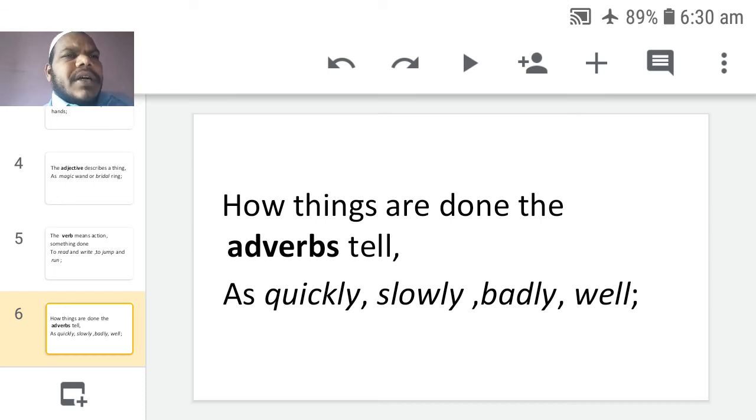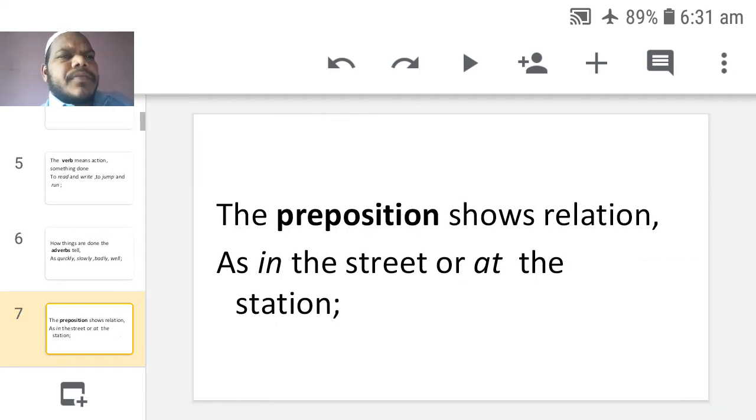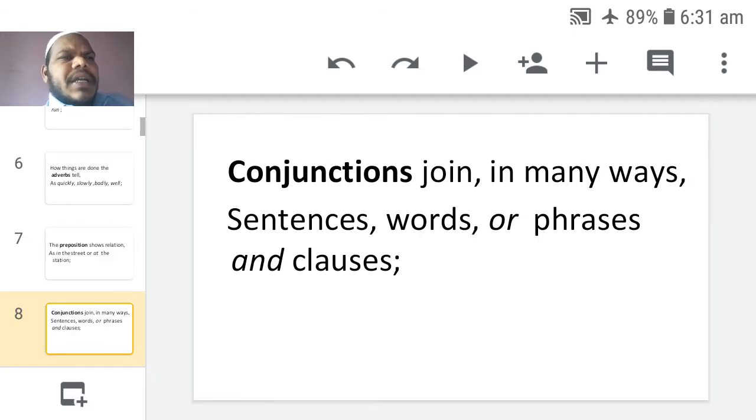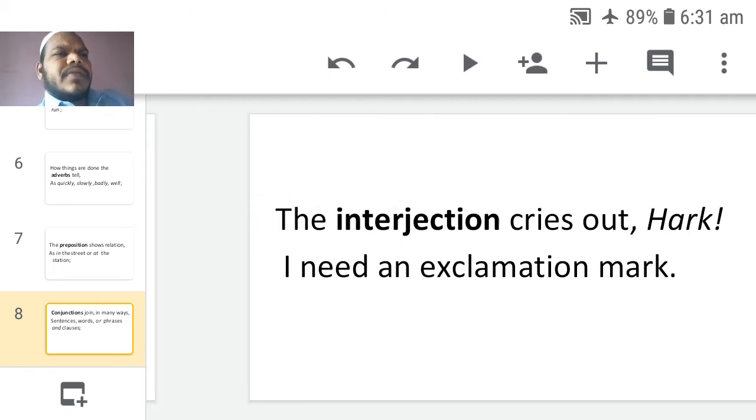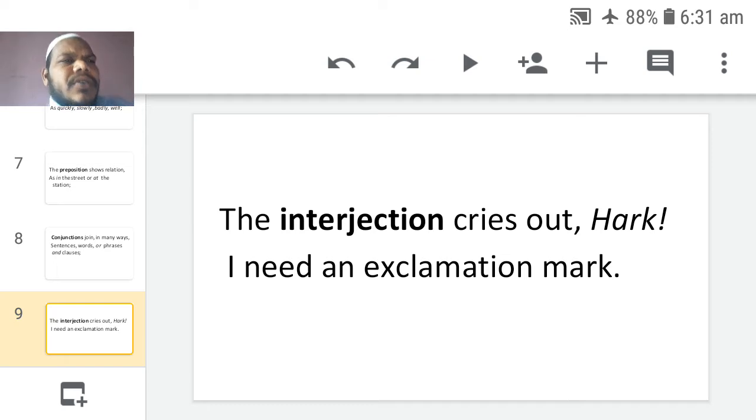How things are done, the adverbs tell, as quickly, slowly, badly, well. The preposition shows relation, as in the street, at the station. Conjunctions join in many ways sentences, words, or phrases and clauses. The interjection cries out, "Hawk! I need an exclamation mark."